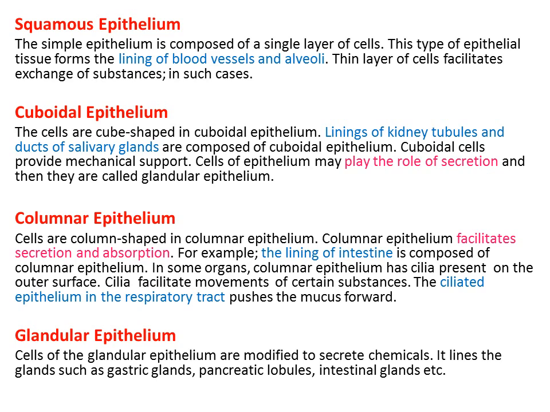And the last type of epithelial tissue is glandular epithelium. These glandular epithelium cells are modified to secrete chemicals. They mostly form the linings of the glands, like gastric glands, pancreatic lobules, and intestinal glands, whose main function is to secrete chemicals like hormones, enzymes, and so on. Now we are moving to the next topic.